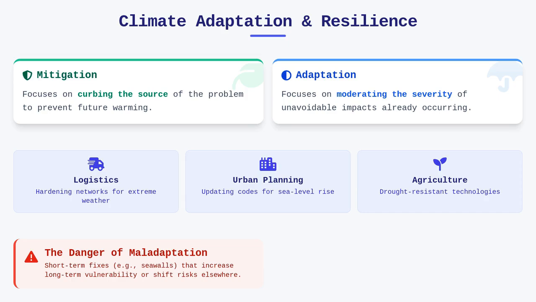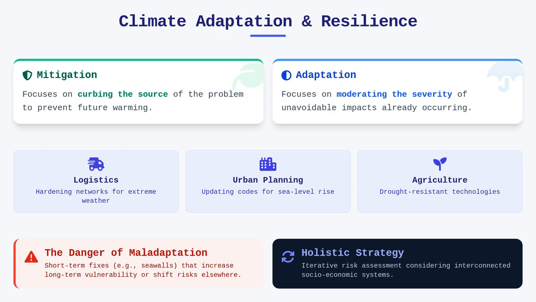However, risk practitioners must be wary of the phenomenon known as maladaptation. This occurs when a short-term intervention, such as building a seawall to protect a specific coastline, inadvertently causes greater erosion elsewhere or encourages development in a high-risk zone, ultimately increasing vulnerability over the long term. Effective adaptation requires a holistic approach that considers interconnected ecosystems and socioeconomic systems rather than isolated asset protection. It is a continuous process of iterative risk assessment rather than a static completion of a single project.